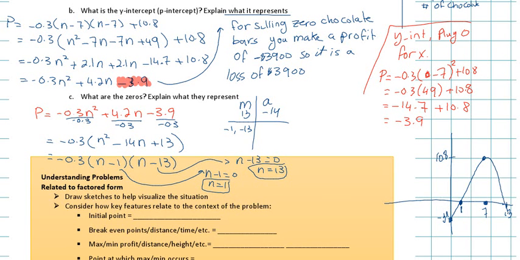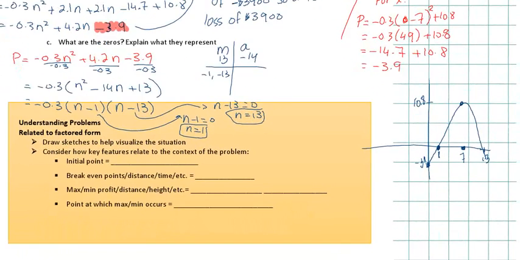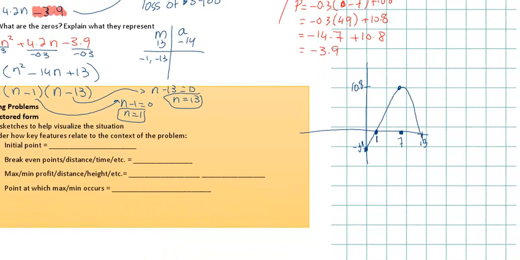So this is your vertex, right? At 7 and 10.8. Your y-intercept is at negative 3.9, and your two zeros are 1 and 13. My graph looks ugly, but it should look nice and smooth if I actually follow the right scheme.